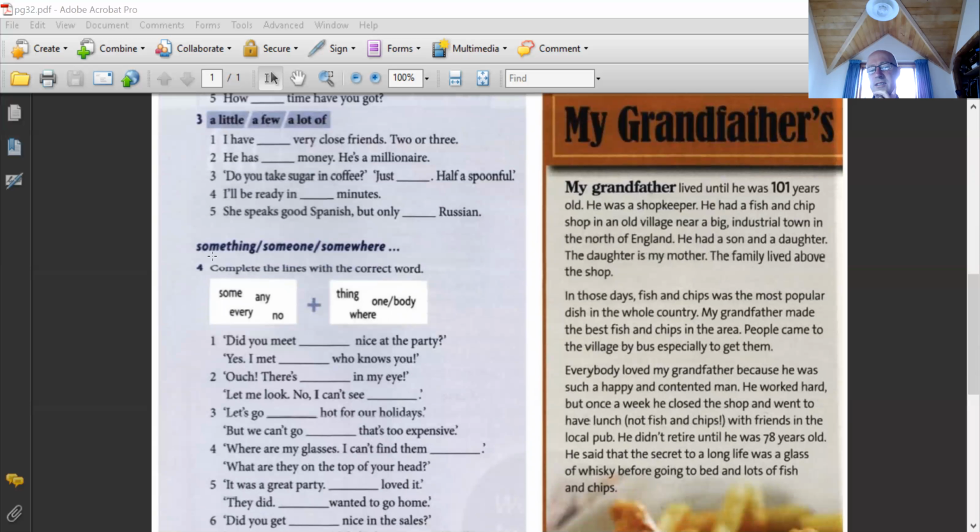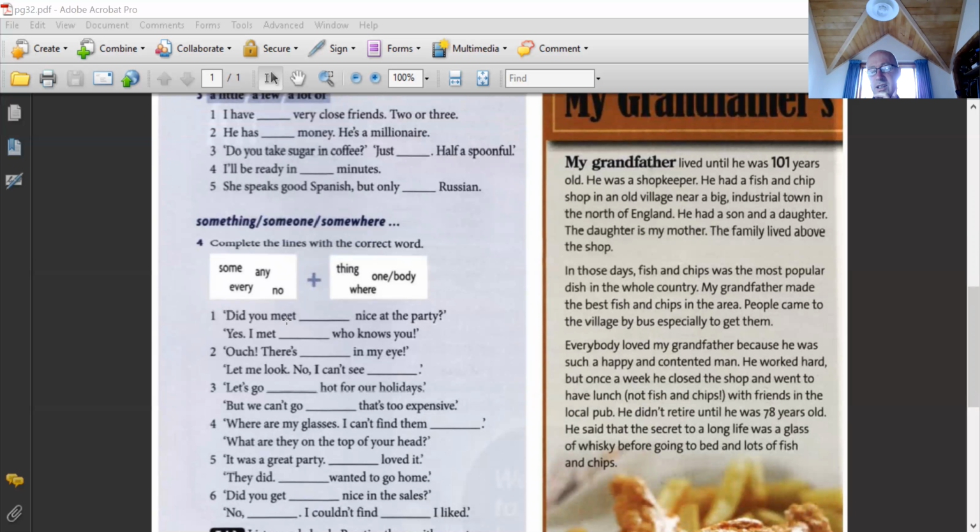Then we're going to look at something, someone, somewhere. Complete the lines with the correct words. So we put some on this side with a word from this side. So something, somewhere, someone, somebody. Anything, anyone, anybody, anywhere. Everything, everyone, everybody, everywhere. Okay? Same one thing with no.